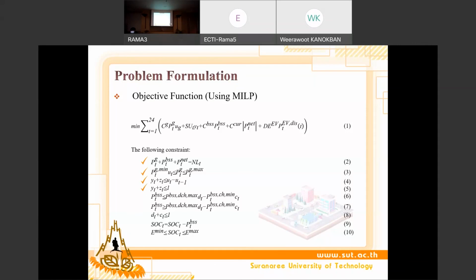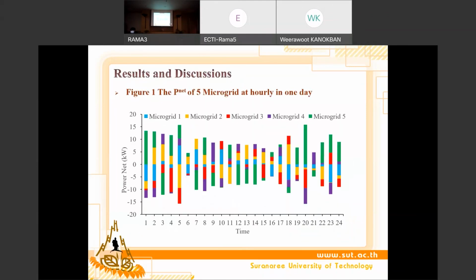The charge and discharge status of the energy storage system are also set by equation 6 and equation 7. Why the charge and discharge should not be operated at the same time is equation 8. Equation 9 presents the state of charge, or SOC, with the energy charge and discharge effect assessed at each time. The boundary of SOC is limited by equation 10. That is all in these equations.